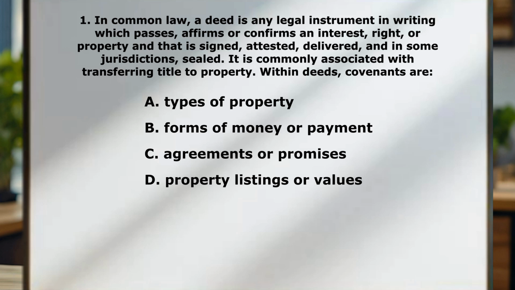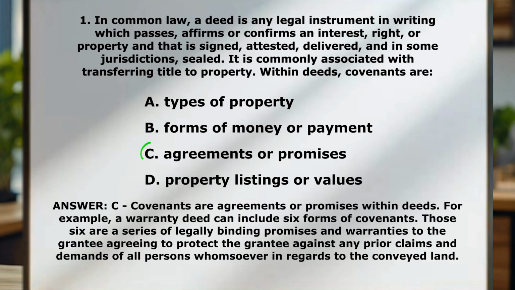There is a lot of vocabulary in this, so there's a lot of words. Take your time on these questions. Make sure you understand the question thoroughly. The answer is C. Covenants are agreements or promises within deeds. So, for example, a warranty deed can include 6 forms of covenants. Those 6 are a series of legally binding promises and warranties to the grantee agreeing to protect the grantee against any prior claims and demands of all persons in regards to the conveyed land.